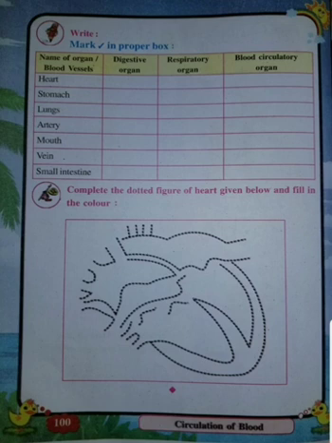वेन, वेन किस में यूज होता है? इम्प्योर ब्लड को हार्ट के तरफ लेके जाने के लिए. सो इट इज ब्लड सर्कुलेटरी ऑर्गन. स्मॉल इंटेस्टाइन जहाँ पे आपका खाना डाइजेस्ट होता है, दैट इज द डाइजेस्टिव ऑर्गन.